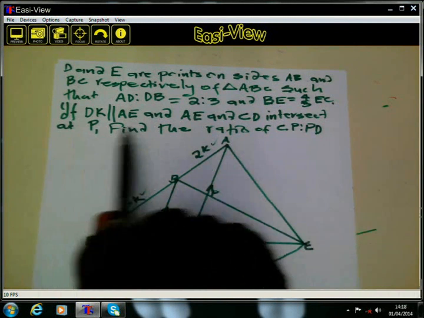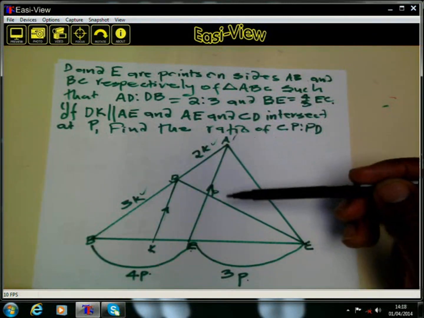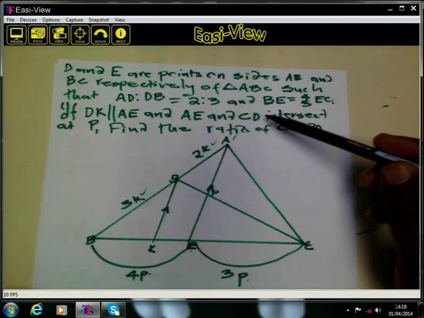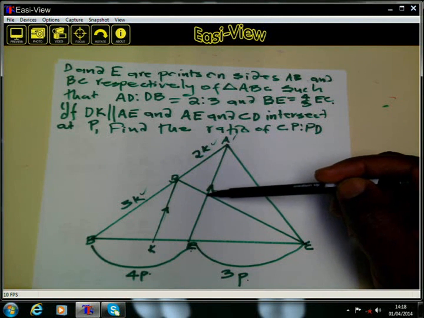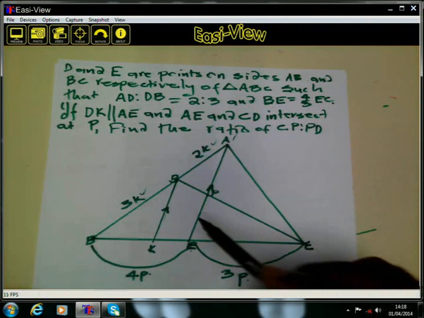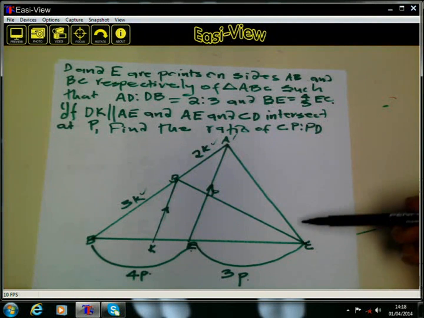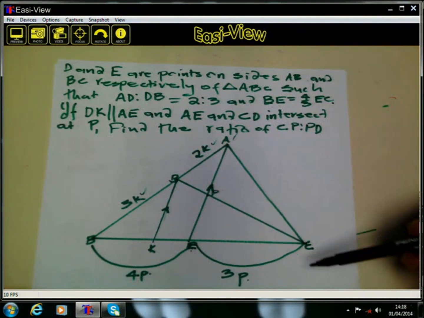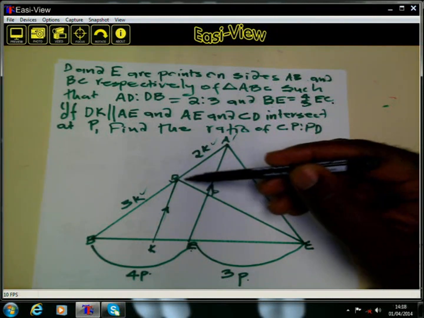Now they say DK is parallel to AE, and AE and CD intersect at P. This is their point of intersection. If they intersect at that point, find the ratio CP is to PD. Remember, this is where D is.